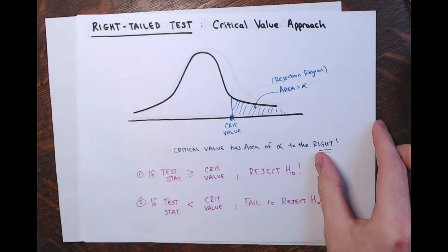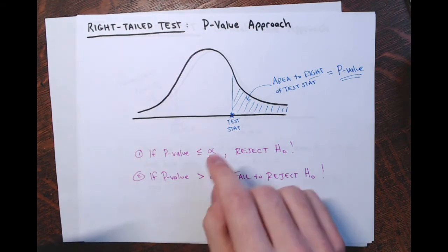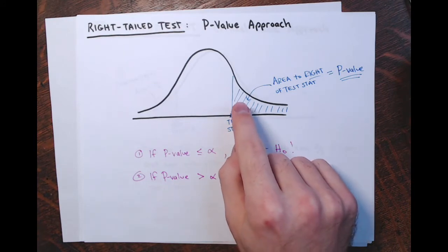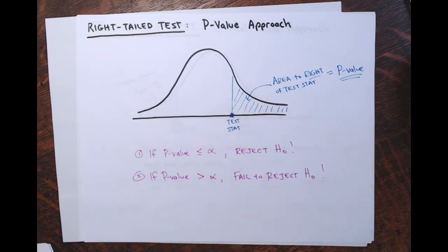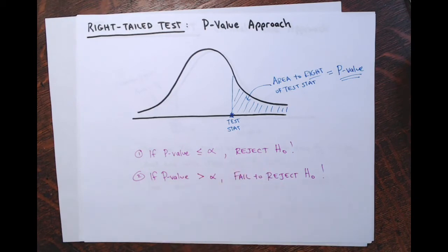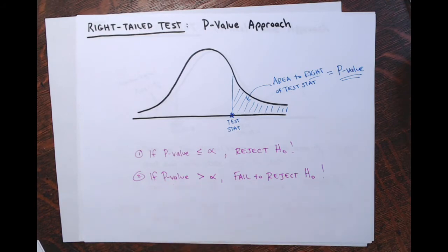There's the right-tailed test, critical value approach. For a right-tailed test using the p-value approach, you have your test statistic identified, and then the p-value is the area to the right of the test statistic under the curve. Same comparison when deciding whether or not to reject the null hypothesis: if the p-value is less than or equal to alpha, you reject. If the p-value is greater than alpha, you don't reject.